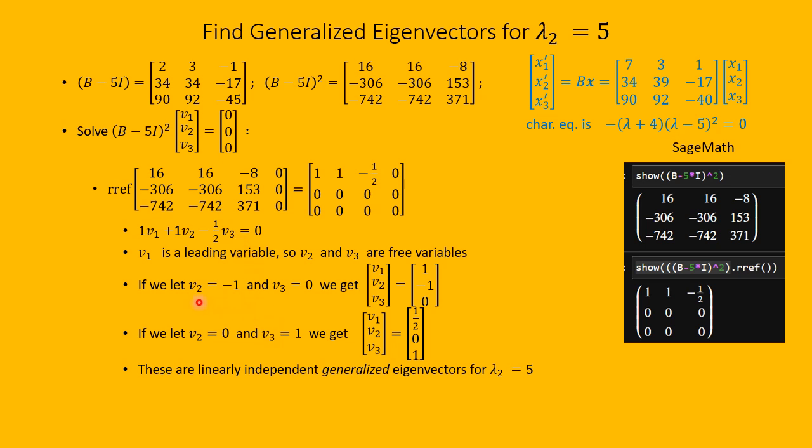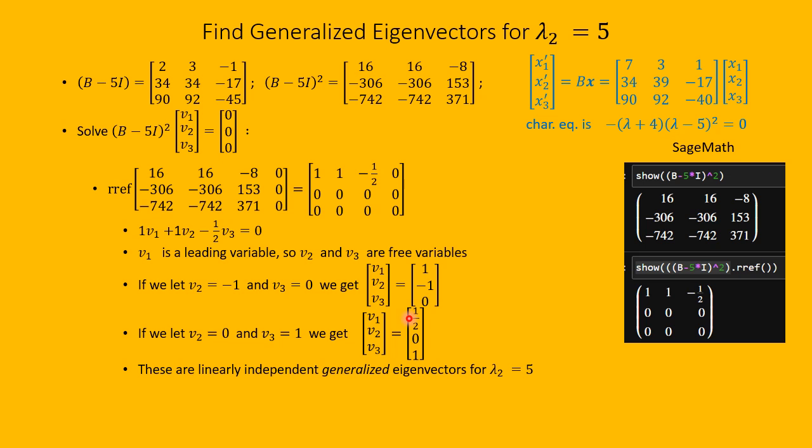First, let's let v sub 2 equal minus 1 and v sub 3 equal 0. If we plug those into this equation, we get that v1, v2, v3 is 1, minus 1, 0. Similarly, if we let v sub 2 equal 0 and v sub 3 equal 1, and substitute into this equation, we get that v1, v2, and v3 are a half, 0, and 1. These two vectors are linearly independent. That's easy to see since they're not multiples of each other.